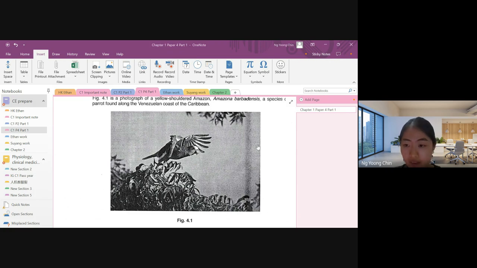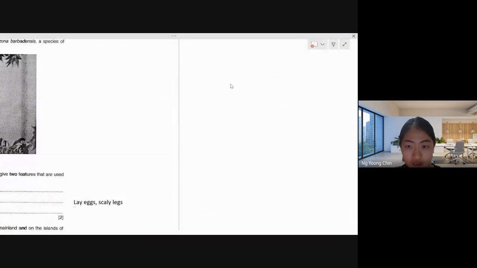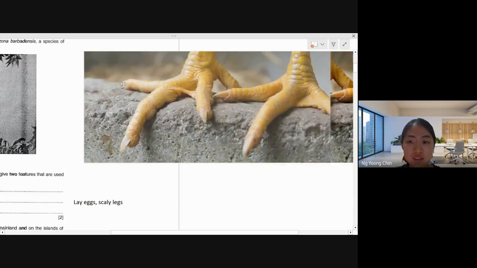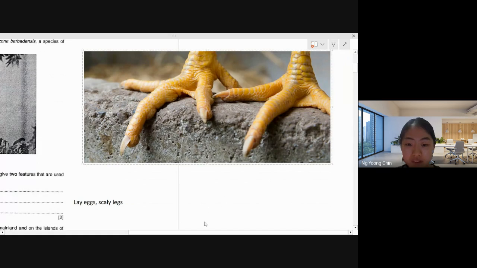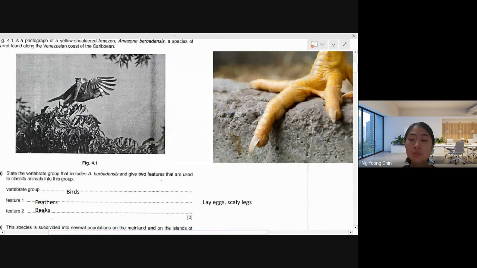Okay, bird legs appear in this. Sorry. Yeah, see, this is the bird legs. You can observe the scales here. Yeah, these are scales. Scaly legs, so they will be described as scaly legs.